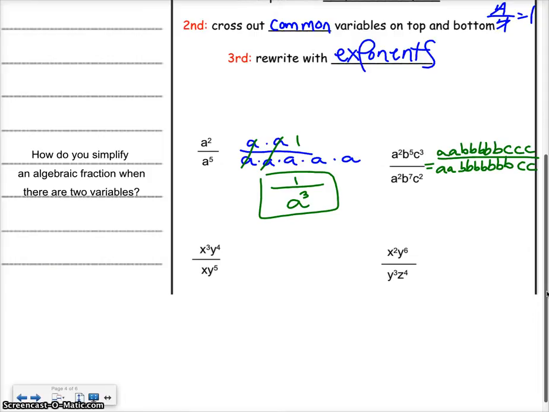Now is what I view as fun, crossing out the shared variables. Share the A, share the A, share B, B, B, B, B. I don't share any more B's. Share C, C, and that's it. Now what do I have left on top? C. C over B. B to the how many? Second. Done.